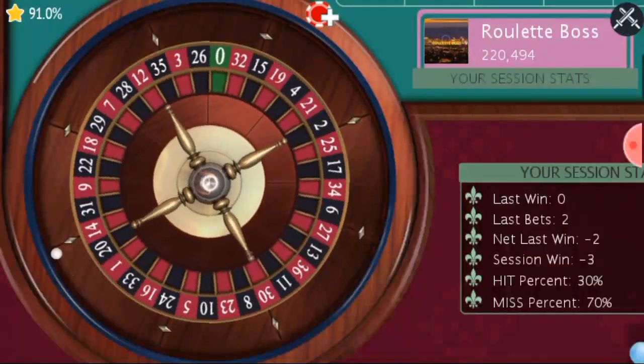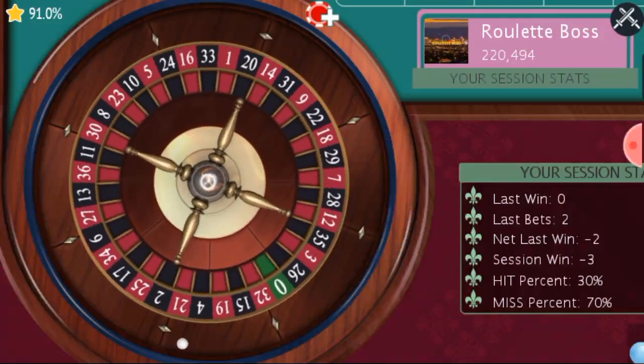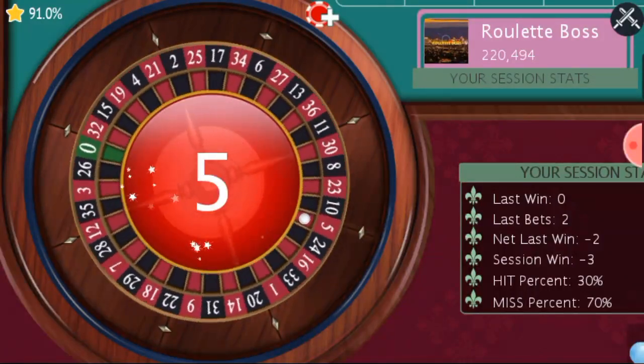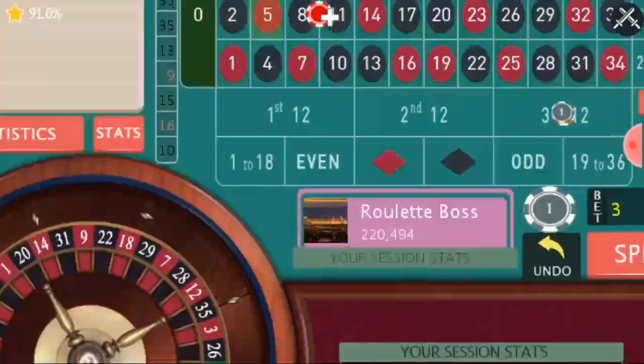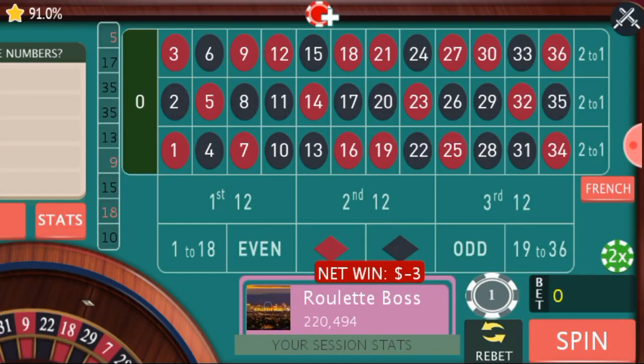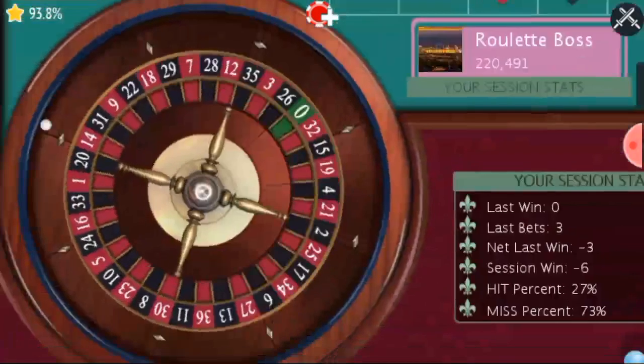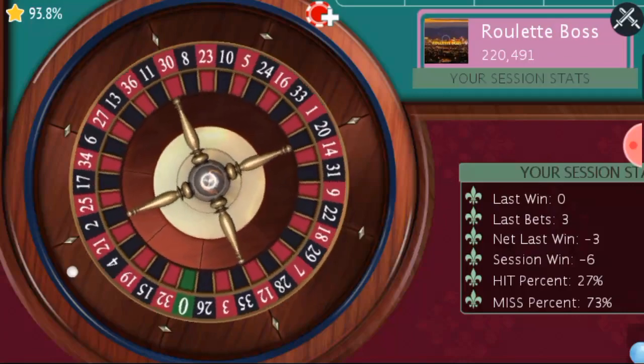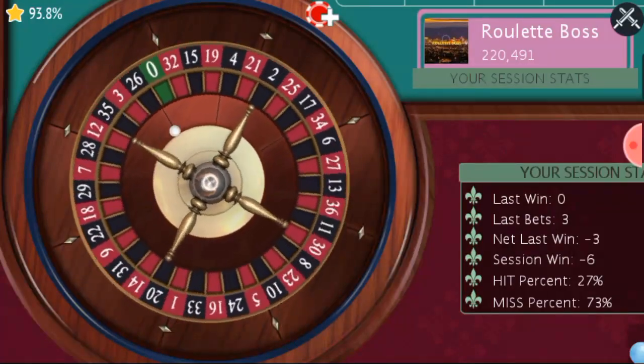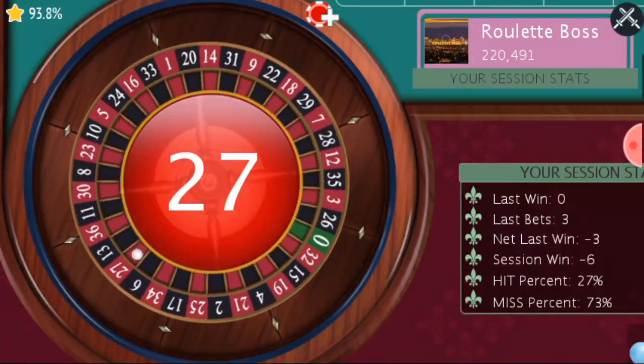This is spin number 1, playing for anything greater than 3 units in profit. We're currently 3 units down. Spin number 2. We have a hit on spin number 2.